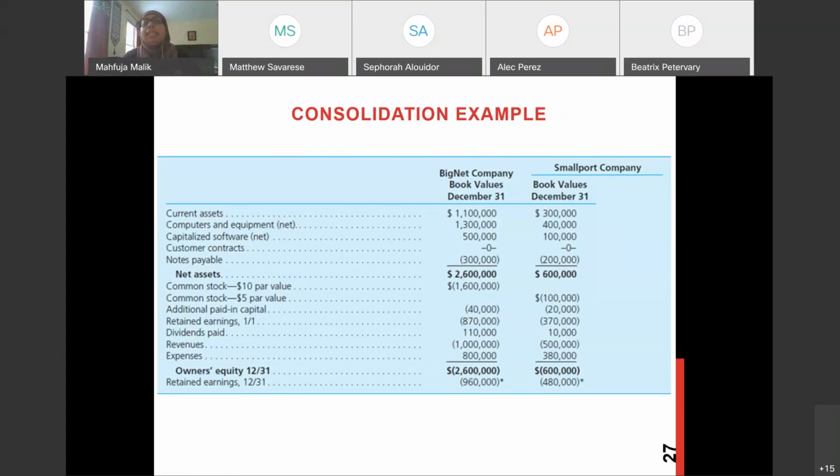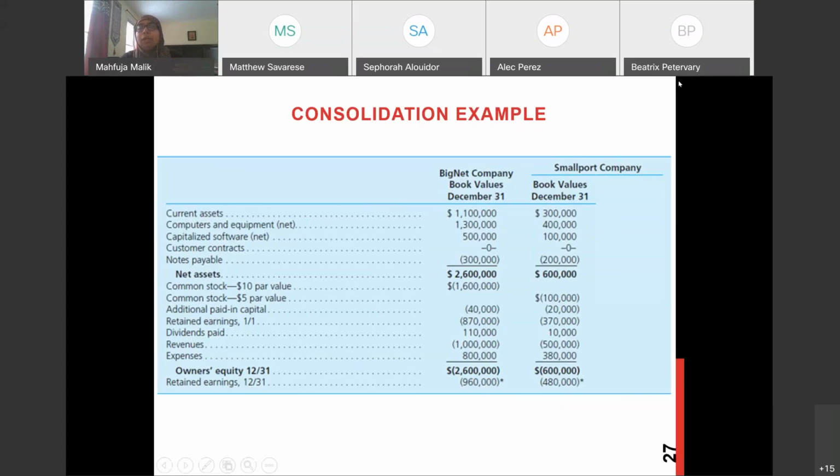Now let's see the same example. Big nets, this is the parent's item, and then a small port, this is the subsidiary's book value. So if you look at their balance sheet or income statement, you will find all this. Remember, book value means whatever is on their book, right?